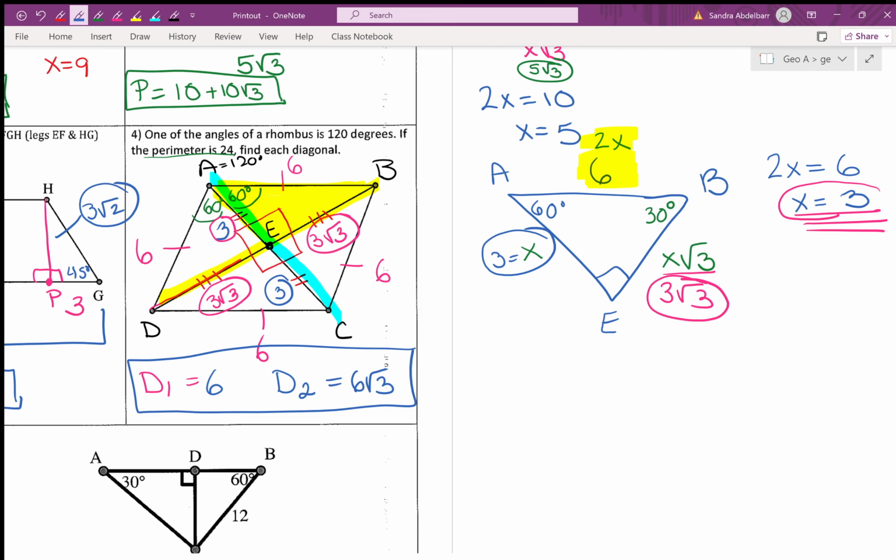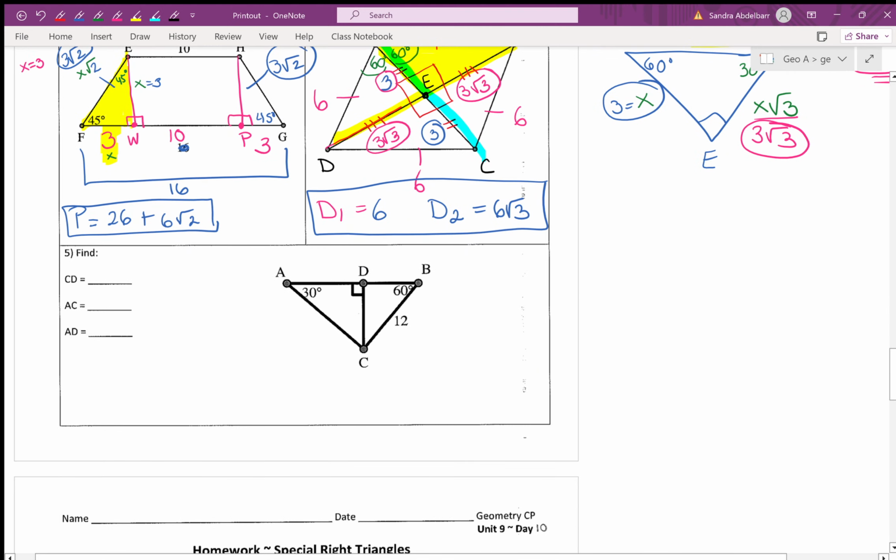All right, our last question for today. All right, so we want to find CD, AC, AD. In order to do this, do you all notice, we actually have 3 right triangles. Do you see that? We have DCB as a right triangle. We have ADC as a right triangle. What's the last right triangle and how do you know?